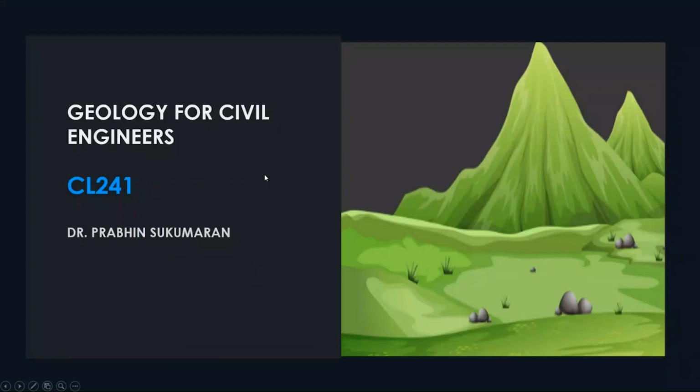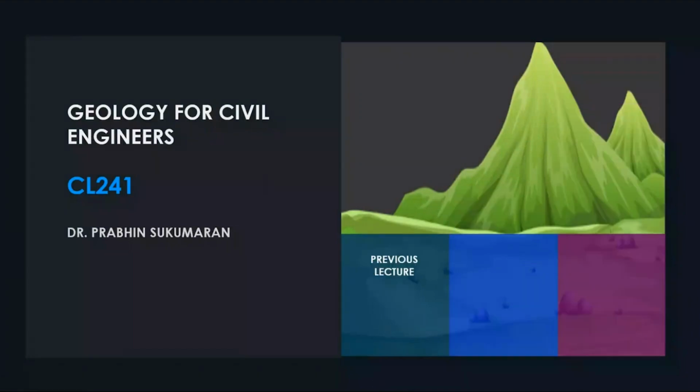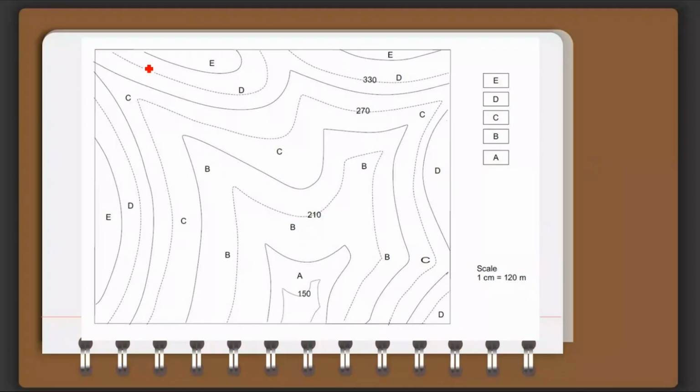So, in today's session, we are going to see the basics of geological mapping. Now, let us observe this geological map. There are basically two things shown in this map: one is dotted lines, and the other is solid lines. So we closely observe all these things.